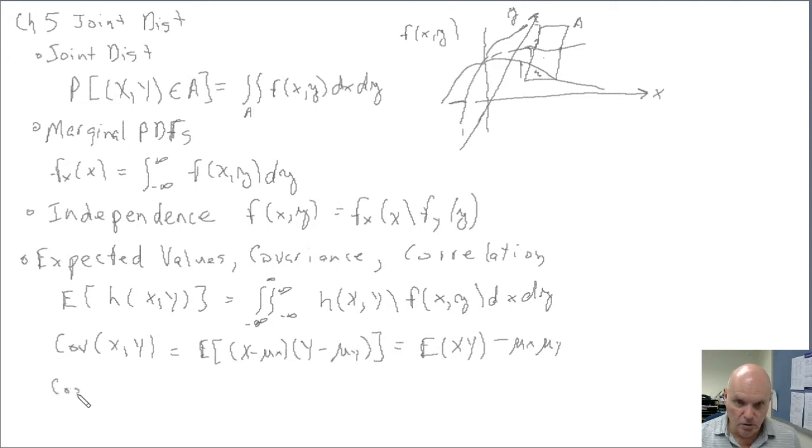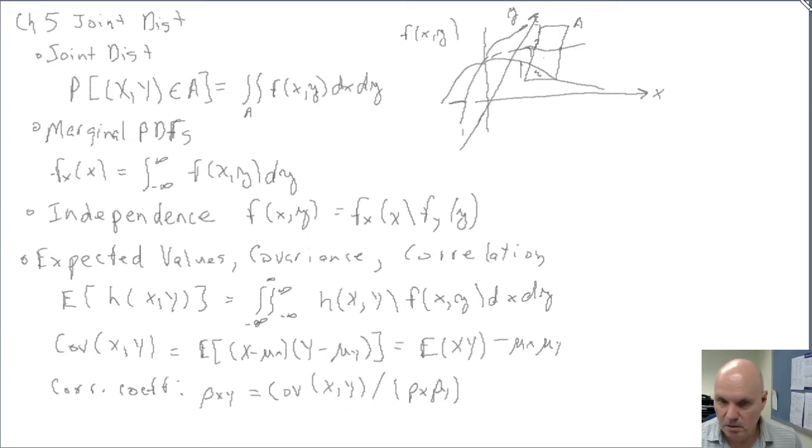The correlation coefficient gives us a measure of how dependent these two random variables are, and it's really a normalized version of the covariance. We use the Greek letter rho here, and it's the covariance divided by the product of the standard deviations. And if rho is equal to 0, the two random variables are said to be uncorrelated.